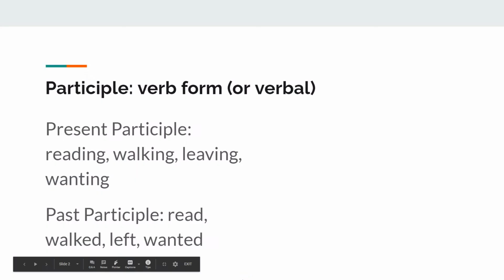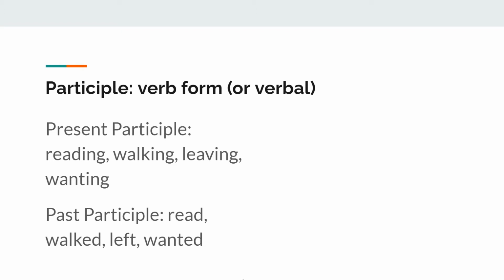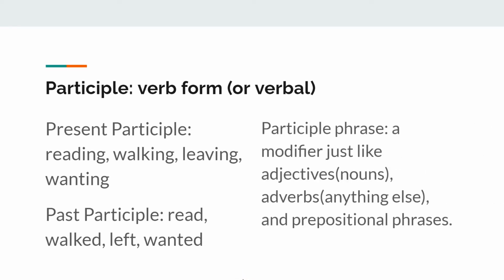Let's take a look. First, a participle is a verb form, or sometimes called a verbal. The present participles are things like reading, walking, leaving, wanting, those ing words. You also have past participles, which are the past tense, often with eds like walked, but you have the irregular ones like read or left. And wanted is another example of a past participle. With either form of participle, you can use them to describe things in a participle phrase.